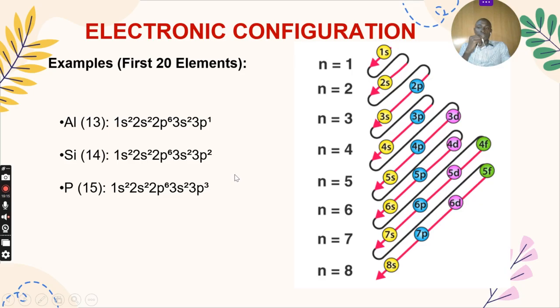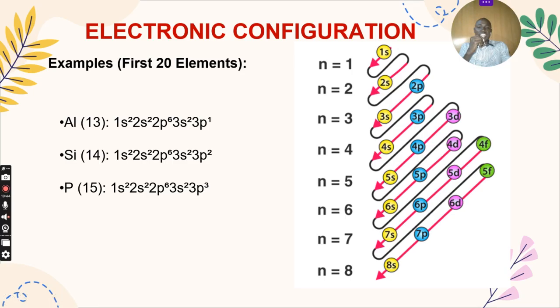So the next is phosphorus. Phosphorus has 15 electrons. Following the energy levels, it will be 1s2, 2s2, 2p6, 3s2. At this point, 10 electrons have been used. The next energy level is 3p, and at this point 12 electrons have been used. The next energy level is 3p, so that means 3 electrons will be left. That is why it is written as 3p3.